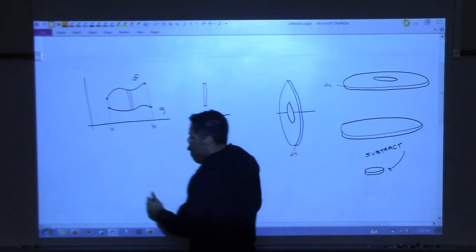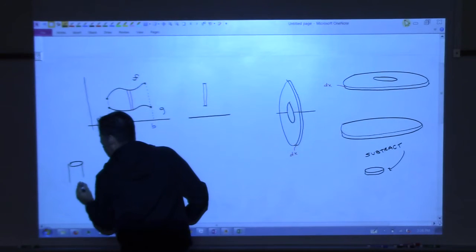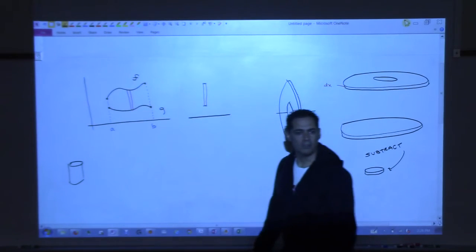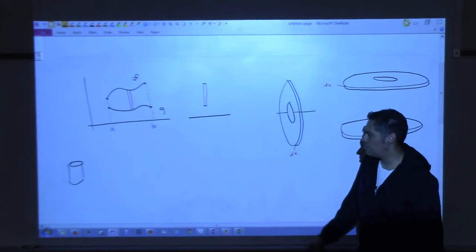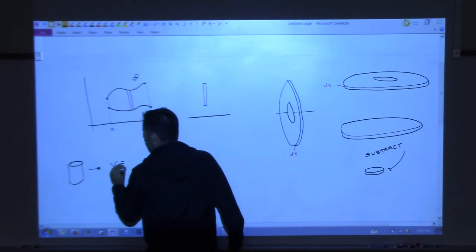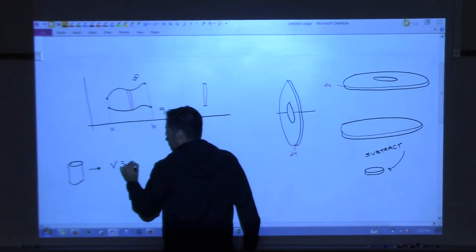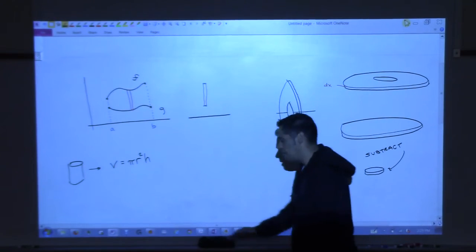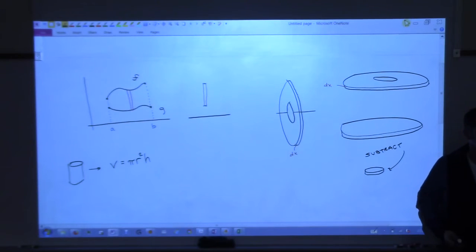On a side note, what is the volume of a cylinder? So you have to go back and just think pre-cal or somewhere before that. What's the volume of a generic cylinder? It's pi r squared times the height. That's the volume of a cylinder, isn't it?